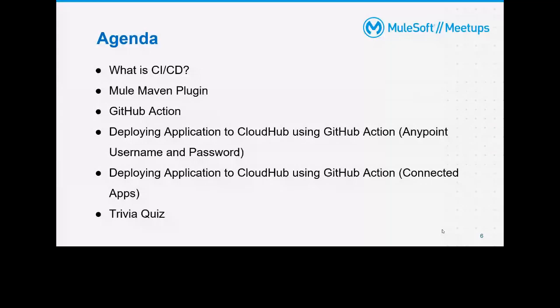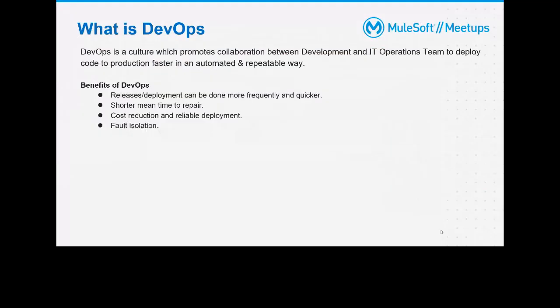Okay, so let's get started. So what is DevOps? I think a lot of people know about DevOps. Basically, DevOps is a culture which promotes the collaboration between development and IT operation teams to deploy code to production faster in an automated and repeatable way, right? So DevOps basically collaborates the development and the operation teams so you can do the faster deployment in an automated way. There are a few benefits of DevOps.